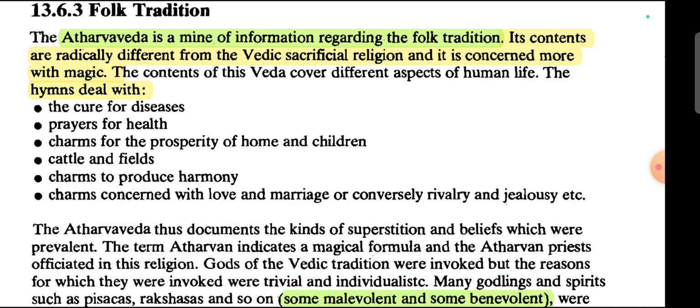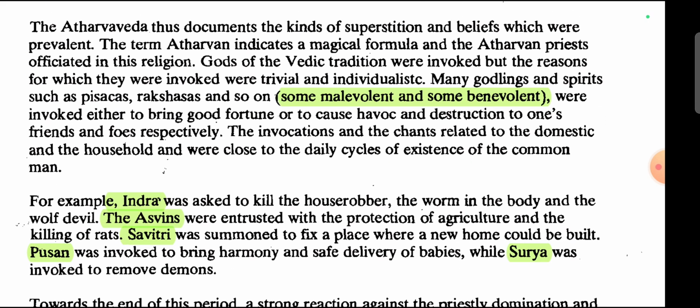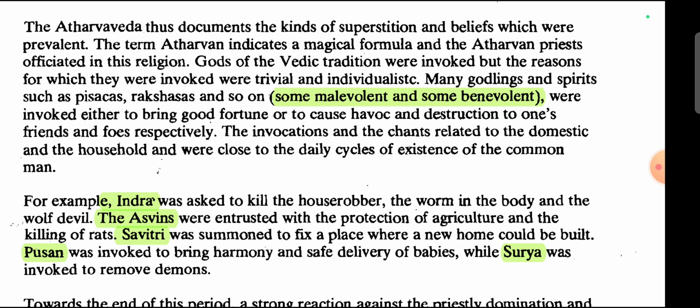The hymns deal with cure for diseases, prayers for health, charms for the prosperity of home and children, cattle and field, charms to produce harmony, charms concerned with love and marriage, or conversely, rivalry and jealousy, etc. The Atharva Veda thus documents the kinds of superstitions and beliefs which were prevalent. The term Atharvan indicates a magical formula, and the Atharvan priest officiated in this religion. Gods of the Vedic tradition were invoked, but the reasons for which they were invoked were trivial and individualistic.